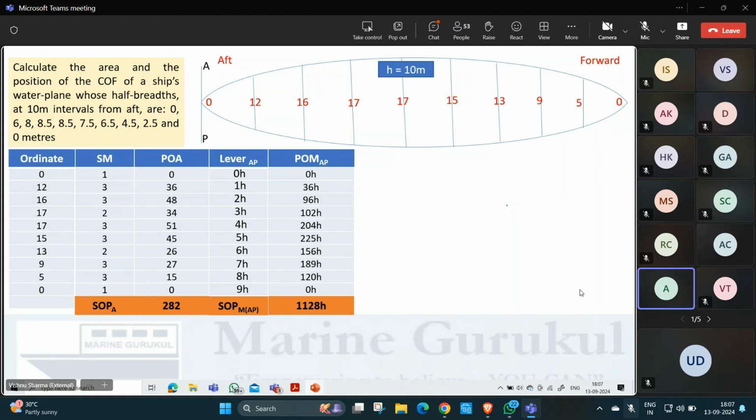Sir, answer is 40. Yes, beta, that's correct. Very good. 40 is correct, and the answer 1057 that he had given a while back is the correct area.